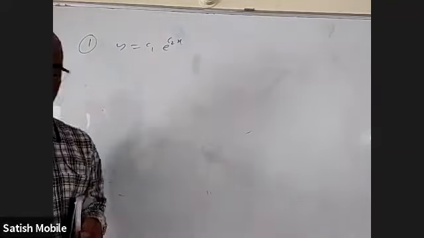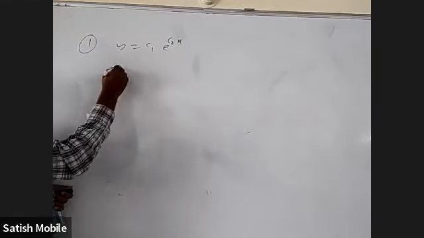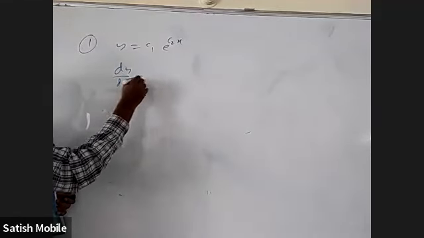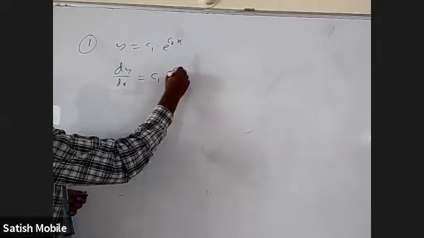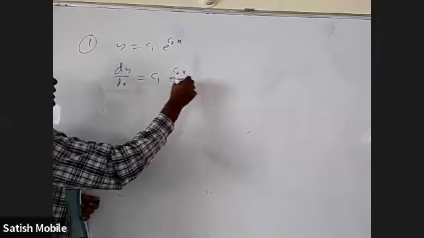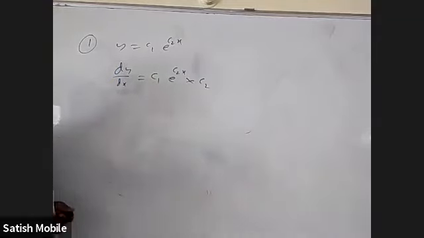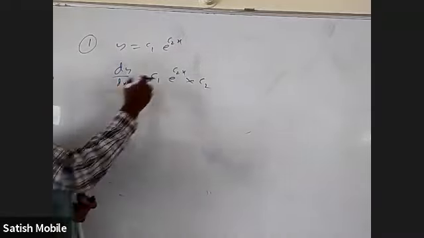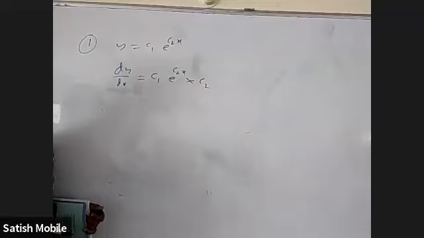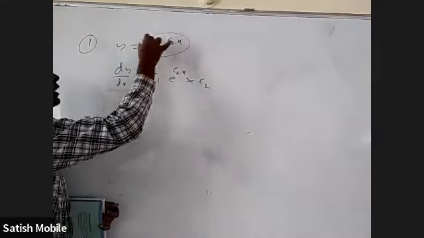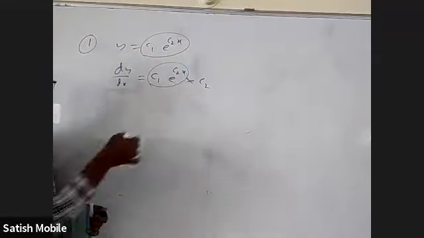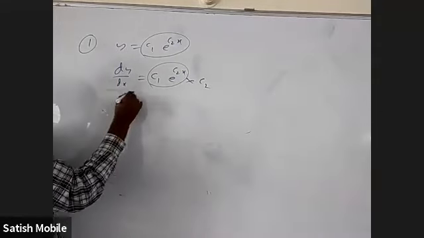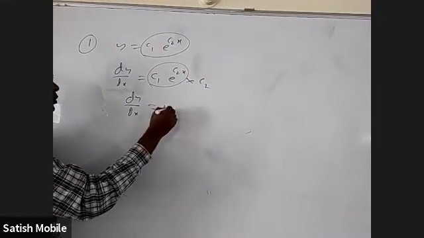Anyway, coming to this, we have to somehow eliminate C1 and C2 by differentiating twice. When I differentiate once, dy by dx, I'll get C1 into e power C2x, this is this only, and the derivative of the power is C2. Sometimes if possible, in this step only I want to simplify it. C1 e power C2x I can write as y. So I will get dy by dx is equal to y into C2.